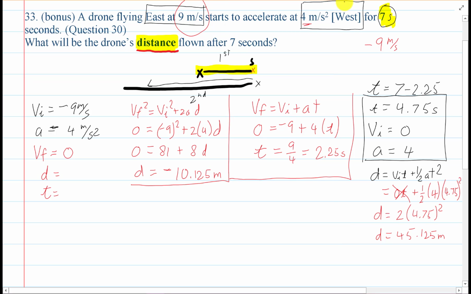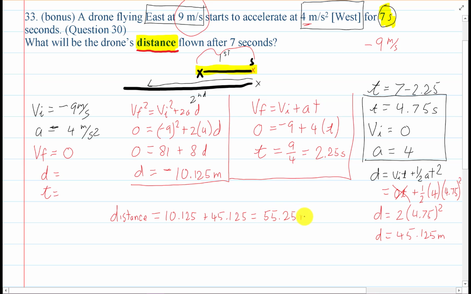Okay. Now, if it's distance, we add this and then add that. So even though they're negatives, we just keep on adding them together. So the distance traveled is equal to 10.125 plus 45.125. So that's going to equal 55.25 meters.